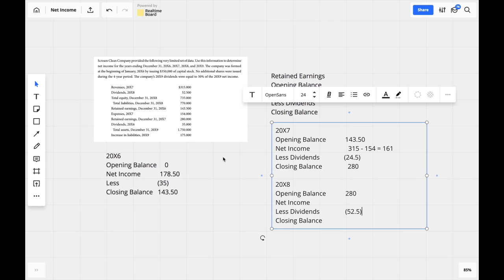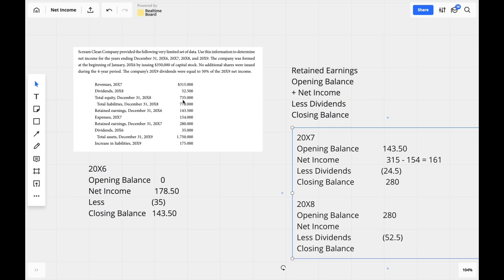And so how are we actually going to work that out? Now we don't have any closing balance, do we, for 20x8? Now this is the way I would do it. So if you've got an equity balance of $735,000, we know that originally, when we actually formed the company, we had $350,000 of capital, and so then no additional shares have been issued.